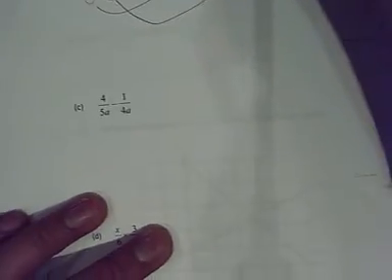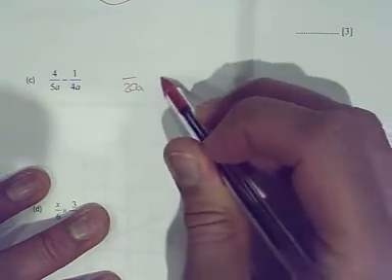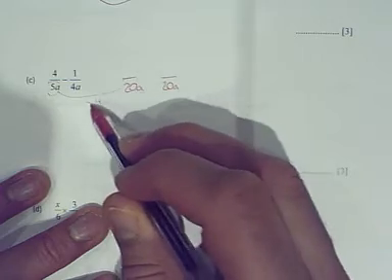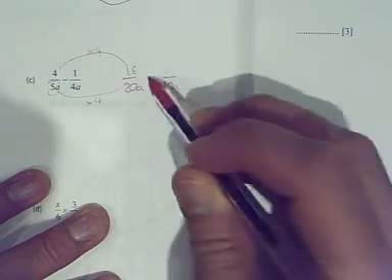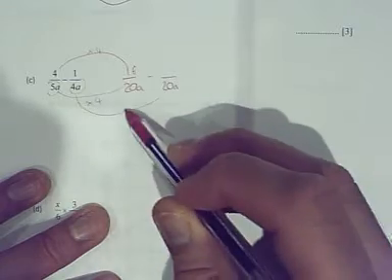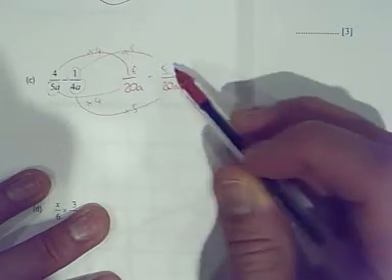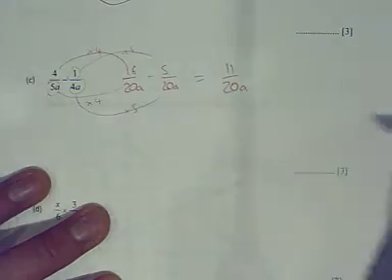Same sort of thing for this one. Again, lowest common denominator of 5a and 4a is 20a. Some people went for 20a squared. That's not necessary, because 5a goes into 20a 4 times, which means you multiply 4 by 4 to get 16. And 4a goes into 20a 5 times, so you multiply that 1 by 5. You get 5. So we have 16 minus 5, which is 11 over 20a. That's our answer.